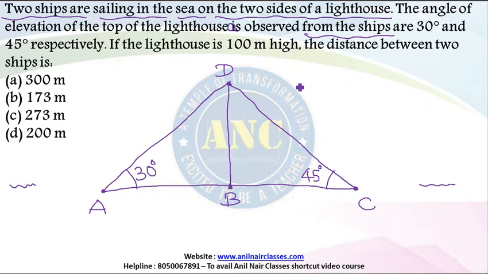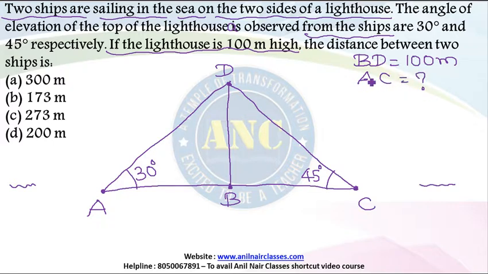Next, continue the question. If the lighthouse is 100 meter high, according to the question, BD value is 100 meter. Lighthouse is BD. The distance between two ships is how much? This is the first ship A. This is the second ship C. The distance AC is what they are asking in the question. Same logic I would definitely love to implement again.